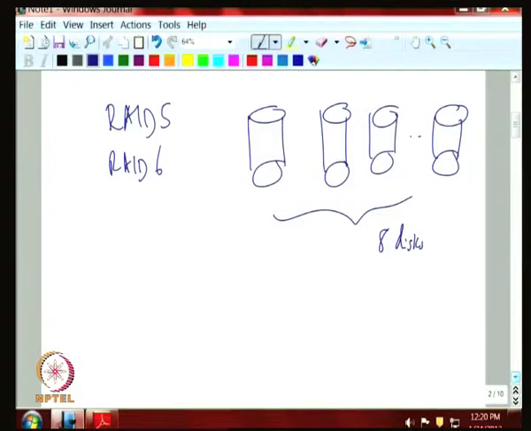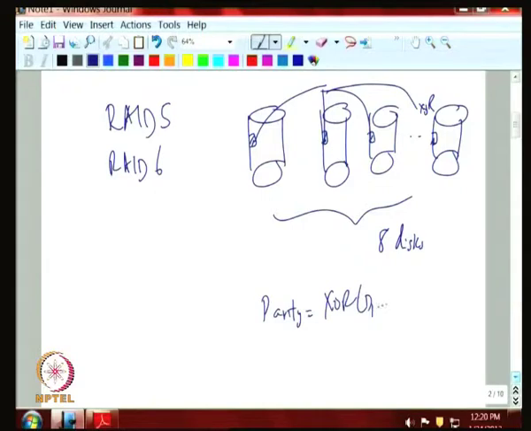What you do is, for the same block, you take these ones and do an XOR and store it here. So basically this is what's called the parity. This is the parity. So parity is XOR of, let's say, D1 to D7, because you have a total of 8 disks.